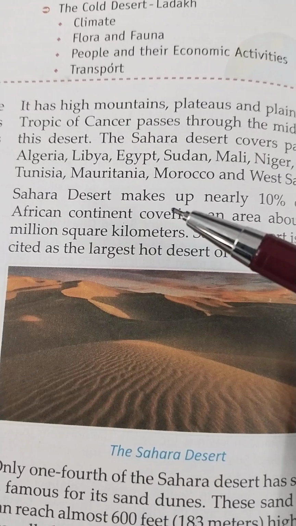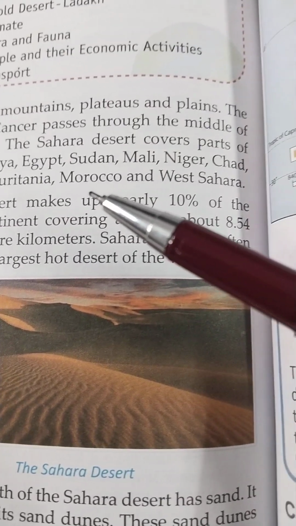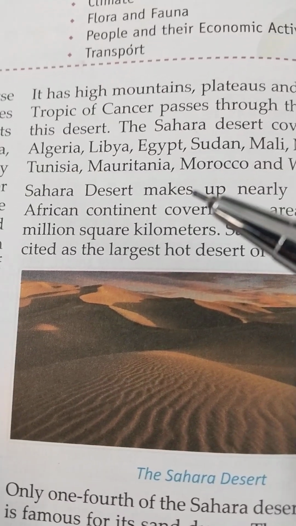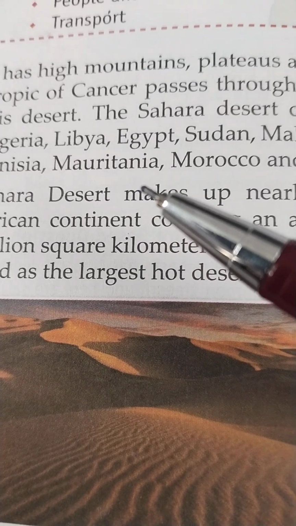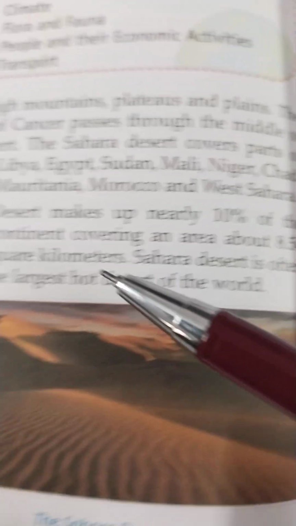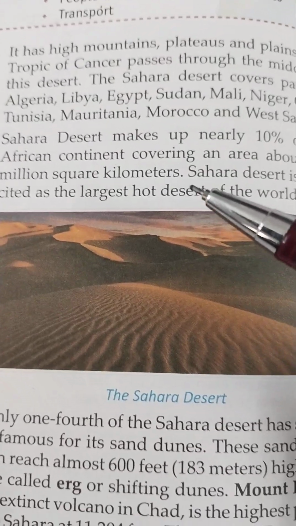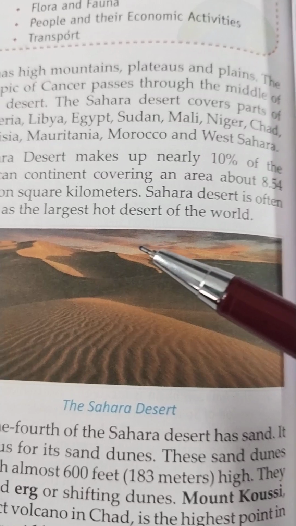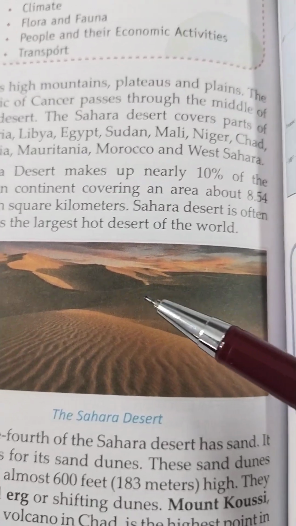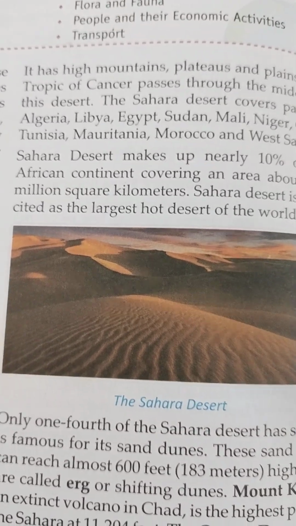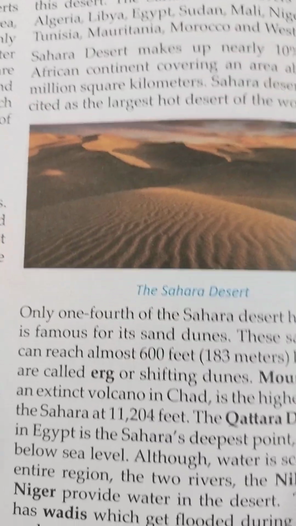The Sahara Desert covers parts of Algeria, Libya, Egypt, Sudan, Mali, Niger, Chad, Tunisia, Mauritania, Morocco and West Sahara. Now the Sahara Desert makes nearly 10% of the African continent, covering an area of about 8.54 million square kilometers. The Sahara Desert is often cited as the largest, it is often called the largest hot desert in the world.